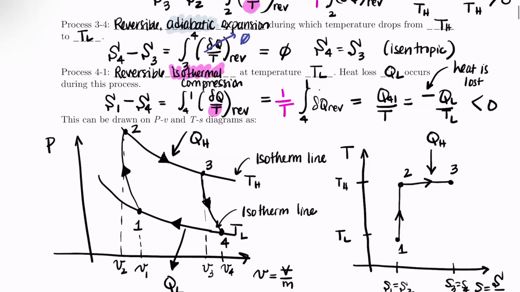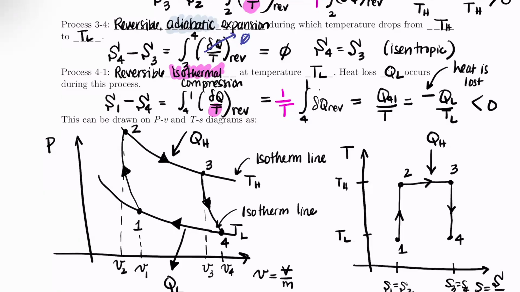To go from 3 to 4, we're dropping from TH to TL, but our entropy stays the same because this is isentropic. So that means we just go straight down to here. And this is state 4.